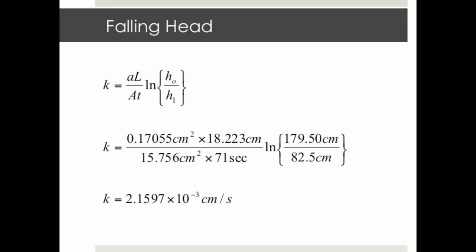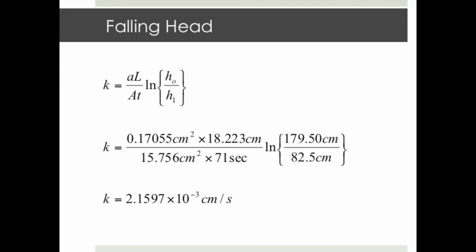By plugging in all the quantities into the falling head equation, with units remaining consistent, we calculate the coefficient of permeability for our fine-grained soil that was compacted to 89% of its standard Proctor value, 2.16 times 10 to the minus 3 centimeters per second.